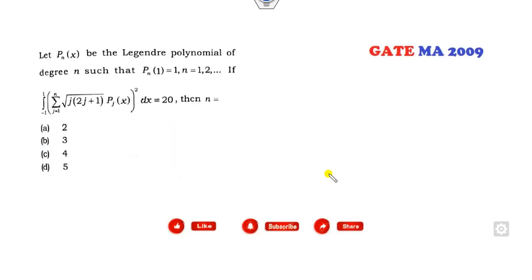So let's start with the first one. The first question says it's a Legendre polynomial. That means the Pi are orthogonal. It means Pi times Pj is 0 whenever i is not equal to j.